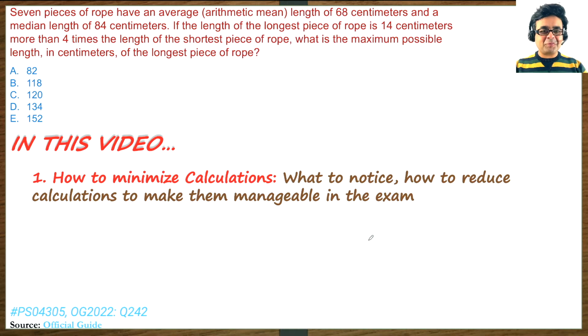Now, this is a word problem which 30% of people get wrong. However, an important part about word problems is that they take a lot of time to actually solve. So in this problem, one of the main things we are going to focus on is how to minimize calculations to save time. When you're seeing word problems like this, what are some of the things that you should notice, and how would you end up reducing calculation to make the calculations manageable in the exam? And I will also point out what you shouldn't do to keep the calculations manageable in the exam.